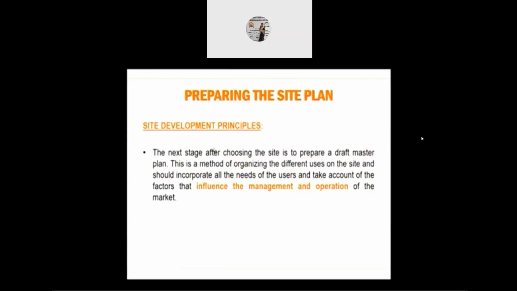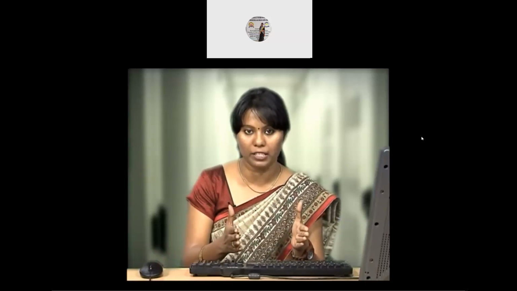Preparing the site plan, site development principle. The next stage after choosing the site is to prepare a draft master plan. This is the method of organizing different uses on the site and should incorporate all the needs of the user and take account of the factors that influence the management and operation of the market. We must understand what the development principles are that we are going to address while designing for a market space, for example.